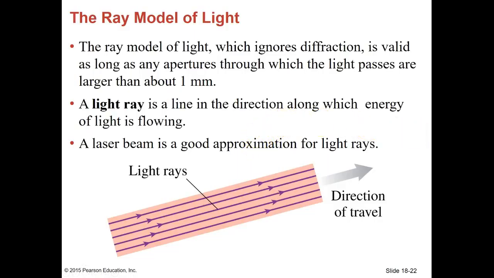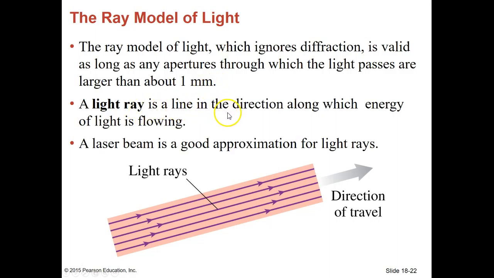We're going to look at the second section in this unit called the ray model of light. The ray model of light, which ignores diffraction, that's spurting out of the waves, is valid as long as any apertures, that's the size of the hole that the light goes through, are larger than about 1 millimeter. So if you make a pinhole camera, you would have to make sure that that pinhole is at least 1 millimeter wide. Otherwise, this would be a little bit more difficult to do.